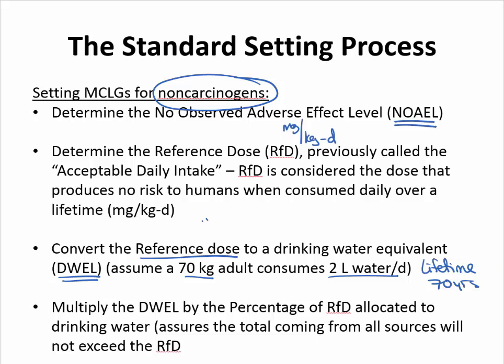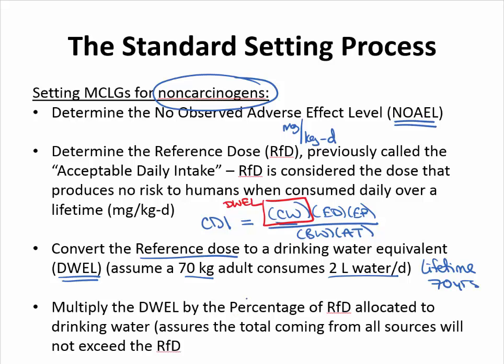If you take this and you look at the CDI calculation, you can determine the concentration of water times the exposure duration, the exposure frequency, etc., divided by the body weight and the averaging time, which here would be 70 years. So using the reference dose and those assumptions, you can find the DWEL, or drinking water equivalent.